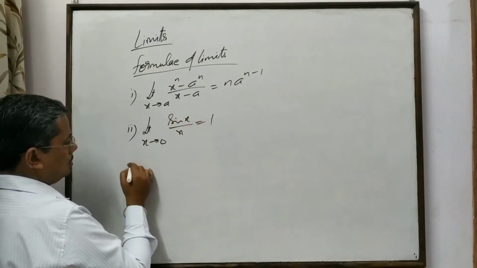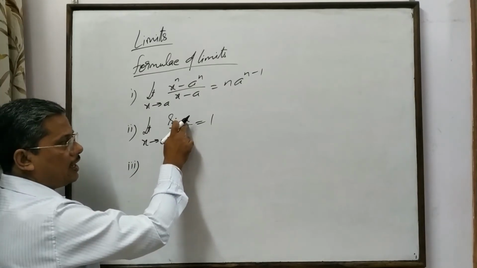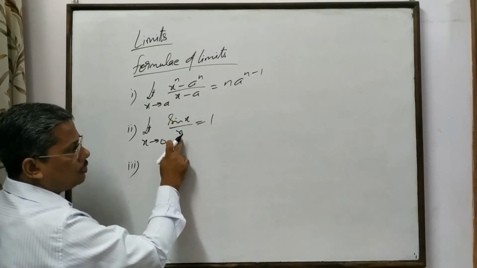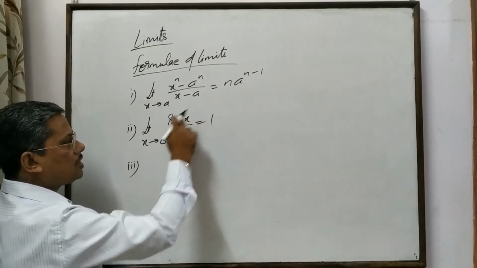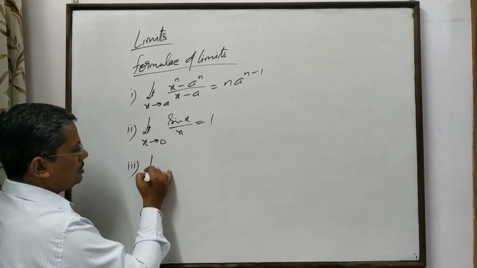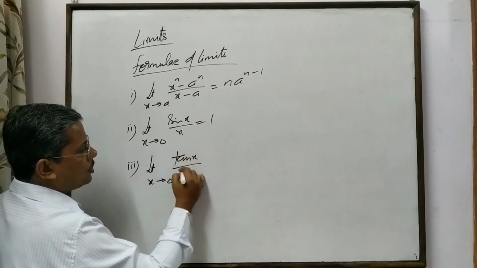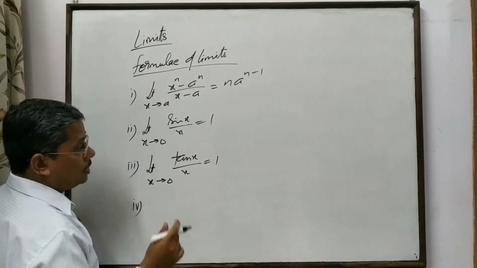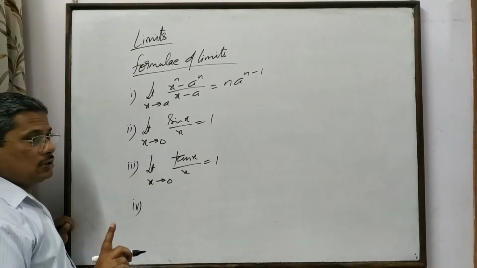This is 1. Now in this case, you need to remember that the angle of sin x should be in radians, and that should equal the denominator, and that denominator should tend to 0. Only then this limit comes out to be 1. Similarly, limit x tend to 0, tan x upon x is also equal to 1. Number 4. Now be careful. Limit x tend to 0, cos x upon x is not equal to 1.